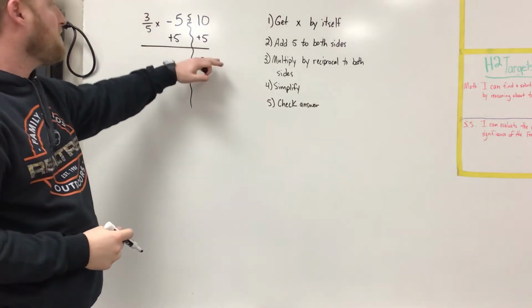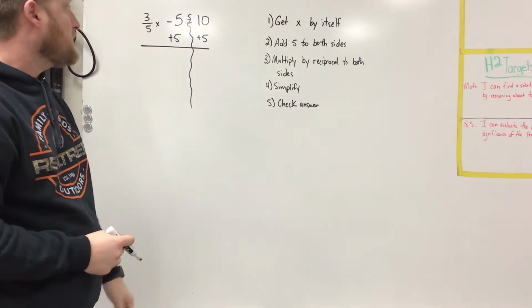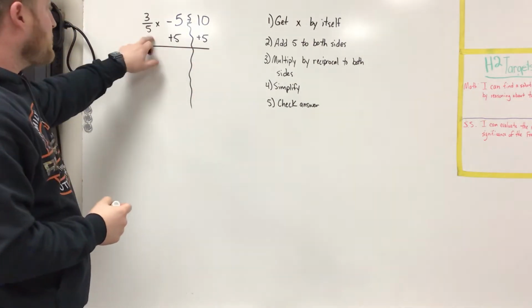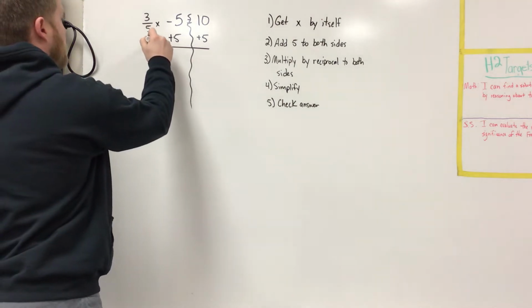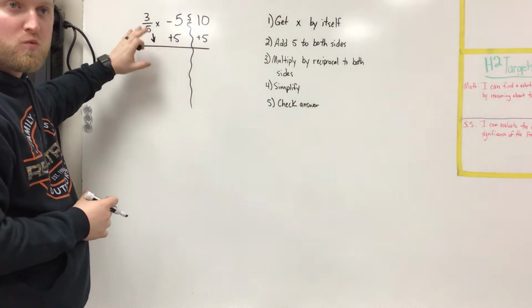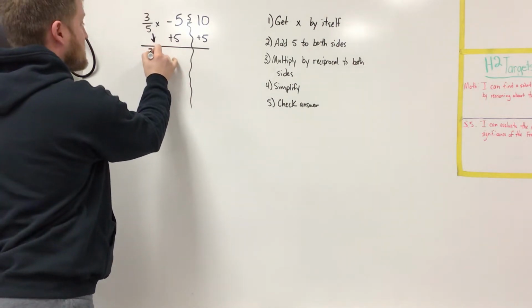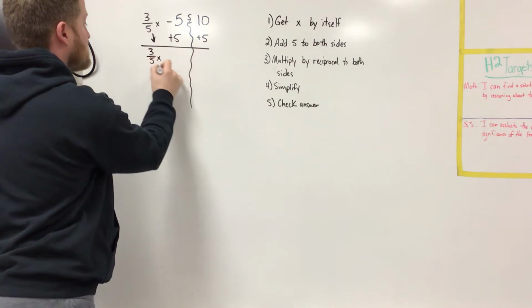Draw your line underneath so that you can show a simplified version of this equation. All right. The 3/5 is automatically going to drop down because we're not dealing with that just yet. So we're going to bring it to the next step. Okay. So we're going to rewrite that as 3/5 x.